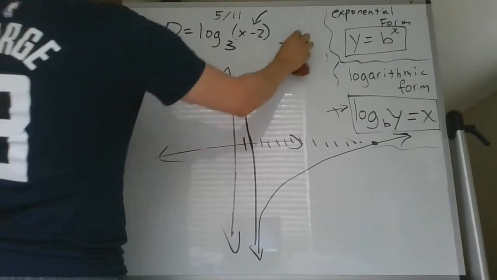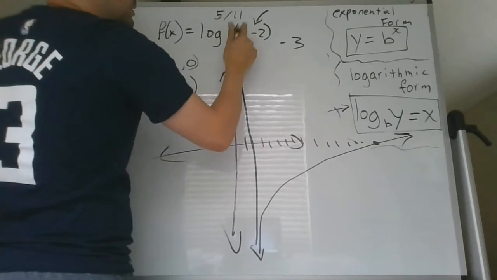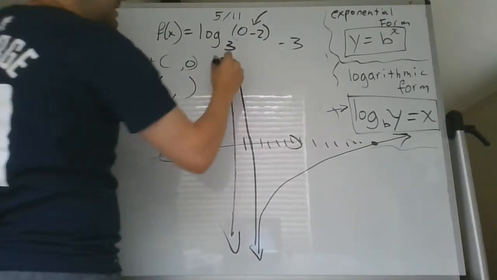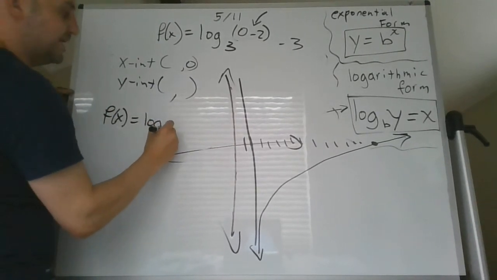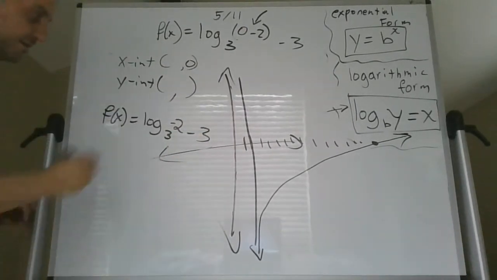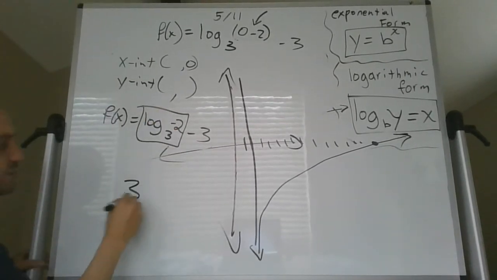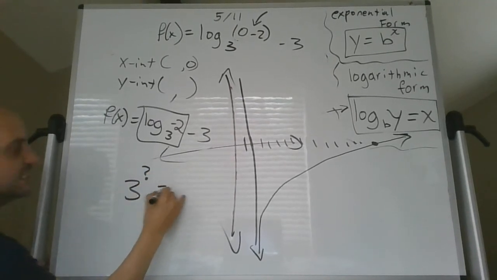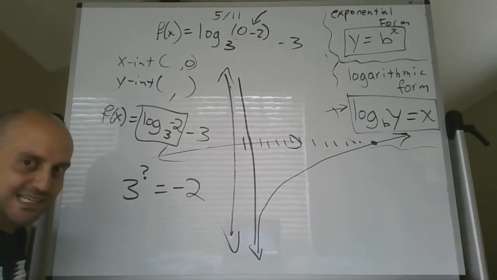To get the y-intercept, we make the x 0. Then that's going to give us f of x equals log base 3 of 0 minus 2, which is negative 2, minus 3. I'm going to stop right there, and I'm going to convert this to exponential. Ready? Log base 3 of negative 2 means 3 to the power of what equals negative 2? I'll wait. 3 to the power of what? 3 to the power of anything going to equal negative? No, it's not. It's just not going to happen.